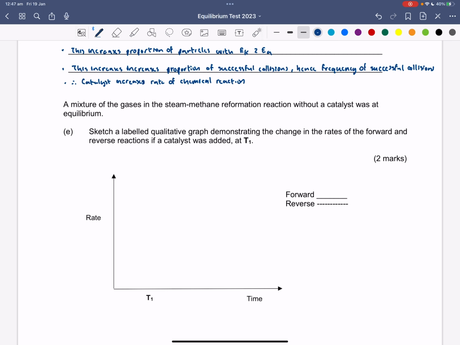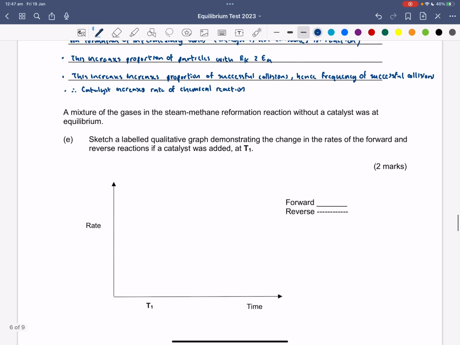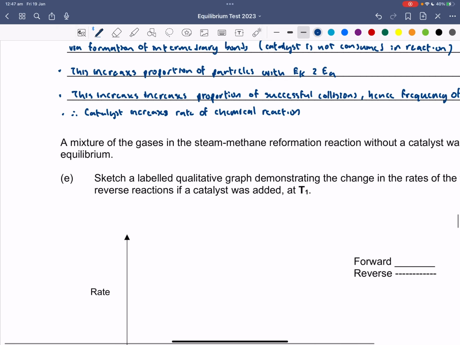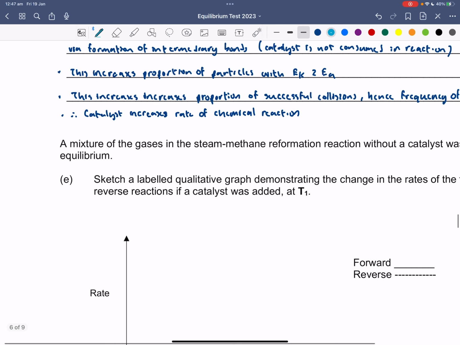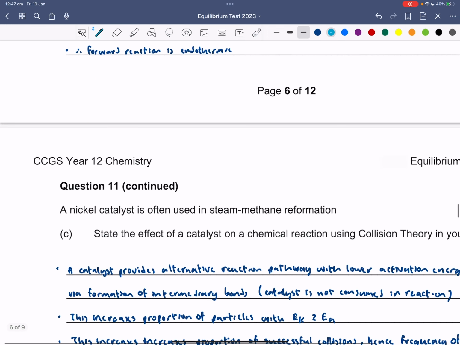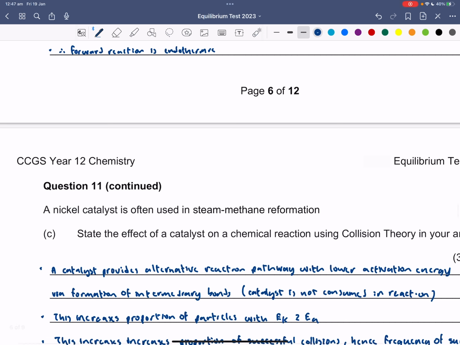Easy. Okay. A mixture of gases was at equilibrium. Sketch a labeled qualitative graph, just demonstrating the changes in the rate of the forward and the reverse reaction if a catalyst was added at T1. Okay, so they want a graph. So the important thing to note is this. Yes, a catalyst increases the rate. In fact, I'm going to probably show it right here. So I'm going to draw an energy profile diagram first. So in an energy profile diagram, this is what it looks like basically.